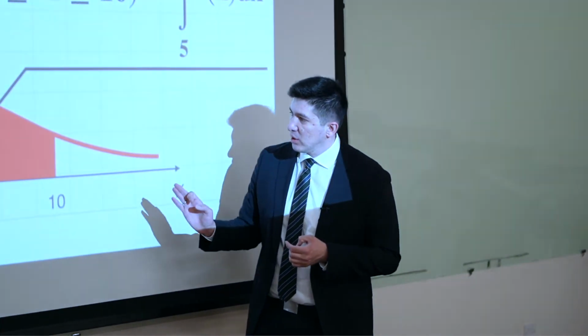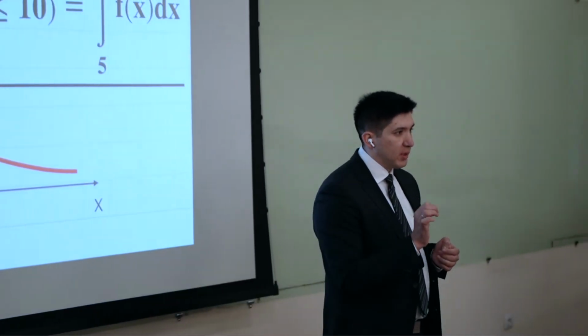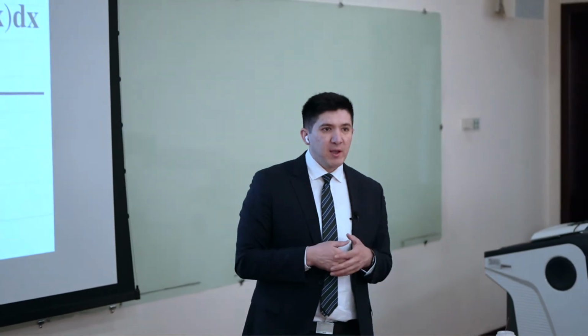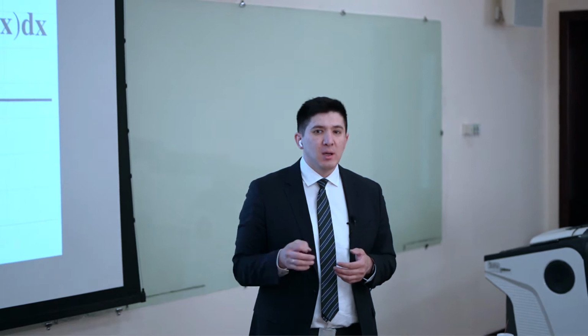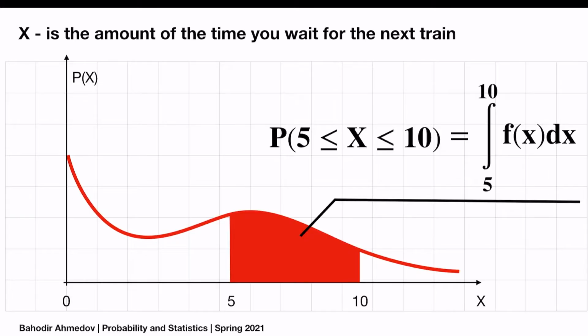Also, it is important to mention that when we evaluate the probability of a continuous random variable at a single point, it is going to be equal to 0. If I say, what is the probability that you're going to wait exactly 5 minutes for the train, I would just say 0, okay? It doesn't matter what the curve or the density function is. The probability of a continuous random variable at a single point is going to be 0.